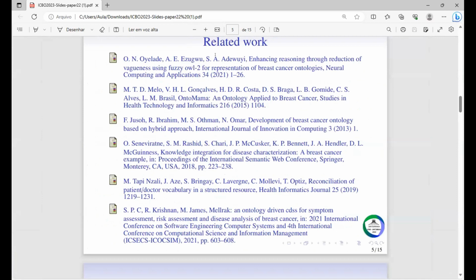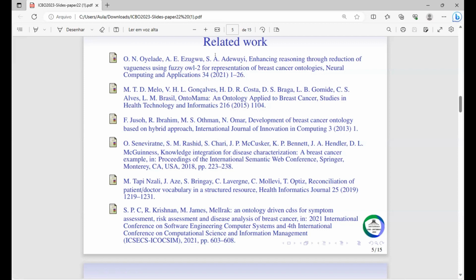Related work. Regarding previous work related to our article, we found some ontologies related to breast cancer. These first two articles talk about ontologies that prioritize computational access to breast cancer knowledge, in order to represent the information in a format which computer systems can process.